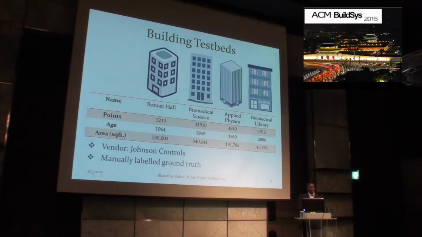There are 4 buildings that we have chosen, pretty much at random, from the 55 buildings we have access to. They have a wide variety of uses. Some are biomedical laboratory offices, some are normal student and faculty offices, and some are libraries. They have different ages and different sizes. They are all served by a single vendor's controls, though they do have different specific equipment like computer room air conditioning. All of these points, about 20,000 of them across these 4 buildings, we manually labeled and take as ground truth for our further experiments.